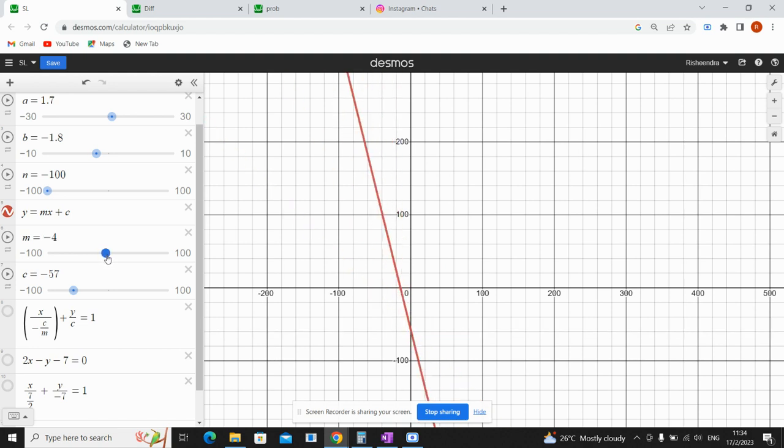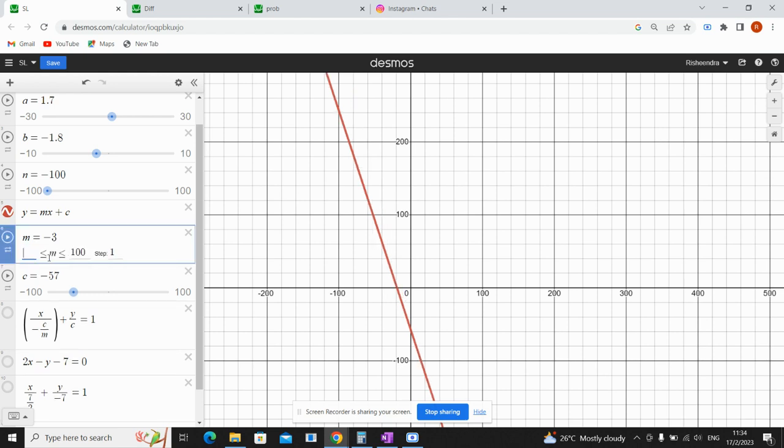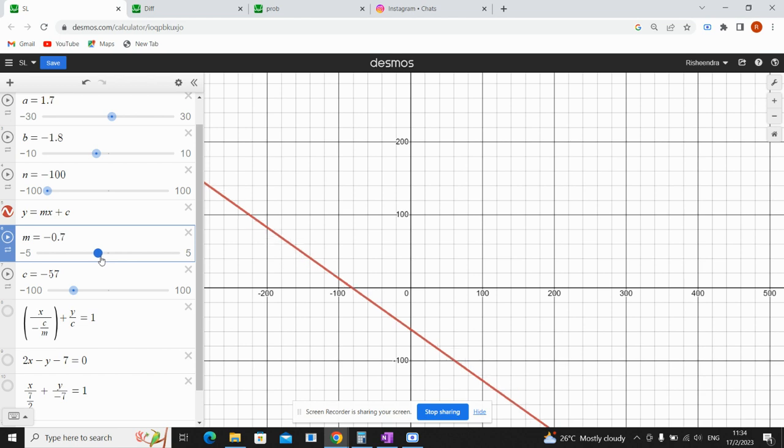And let's see what it means by negative slope. It is decreasing. Negative slope refers to decreasing. To be more precise, I will just take from minus 5 to 5. See how the graph behaves as I change the value slowly.